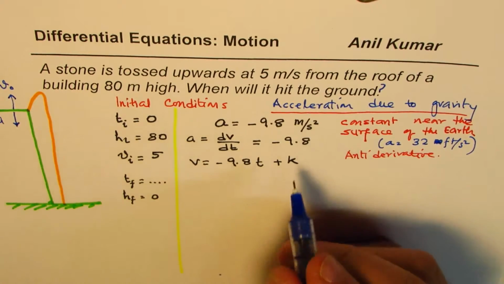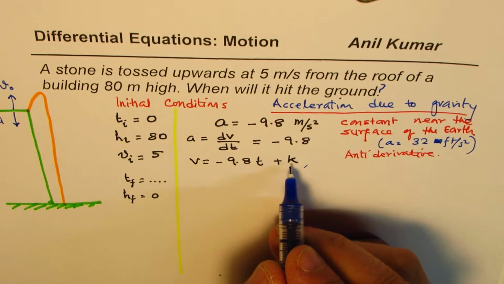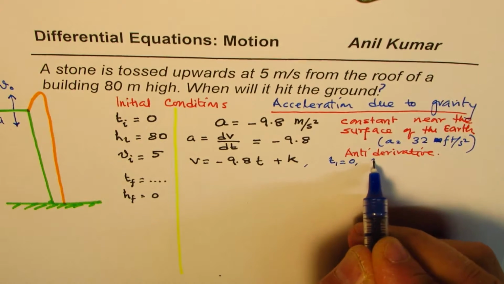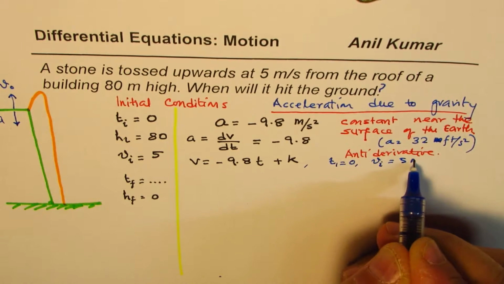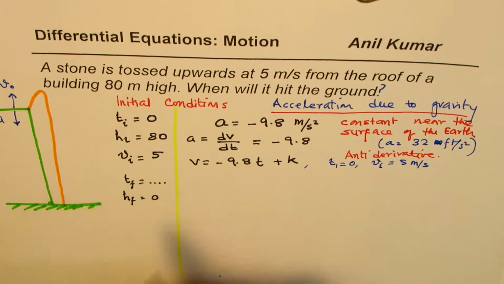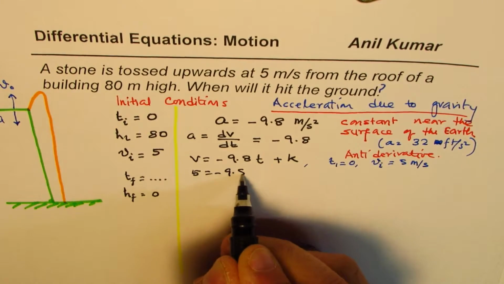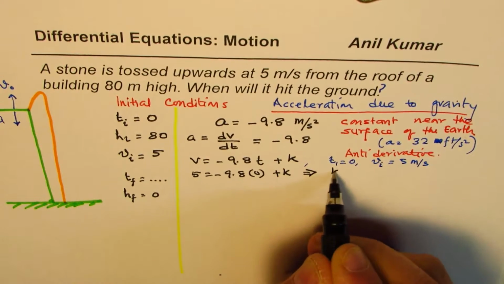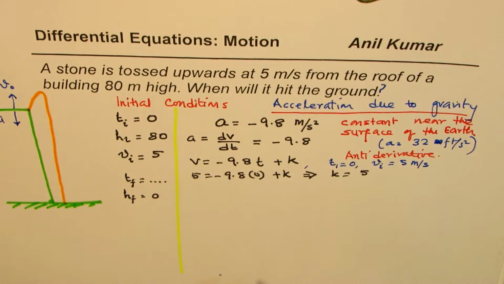Now at this stage, to find the value of k, you have to use the initial conditions. And we say, well, Ti is 0. At that time, Vi is 5 meters per second. So we can substitute those values right here. So we say 5 equals minus 9.8 times 0 plus k, and that gives k equal to 5. Perfect, because this is a 0 factor, right?